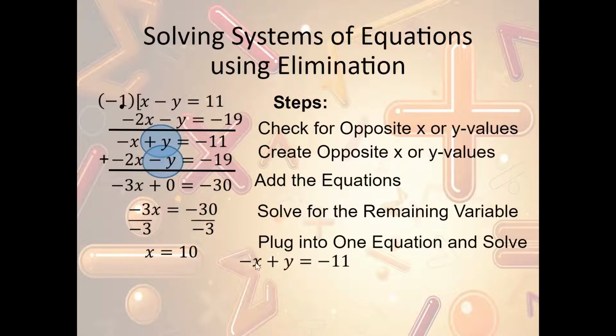So this is negative 10 plus y is equal to negative 11. I add 10 to both sides to get y by itself. And I get y is equal to negative 11 plus 10 is negative 1. So y is negative 1 and x is 10.